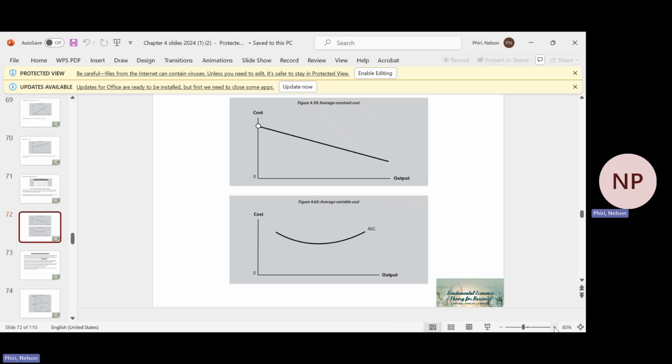Then you have your AVC. As you produce, your AVC decreases, reaches the minimum point only to increase again. So this is U-shaped because of the law of diminishing marginal returns, as I've already highlighted. So it is quite important to note the shape of the average variable cost.